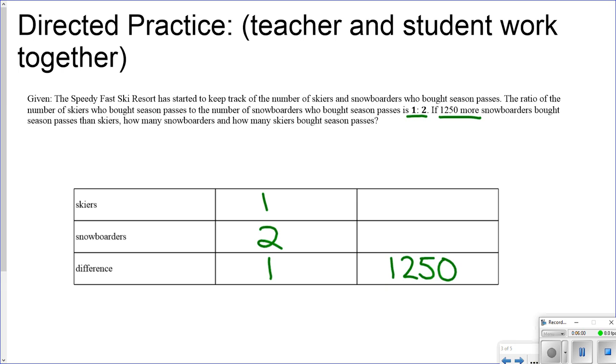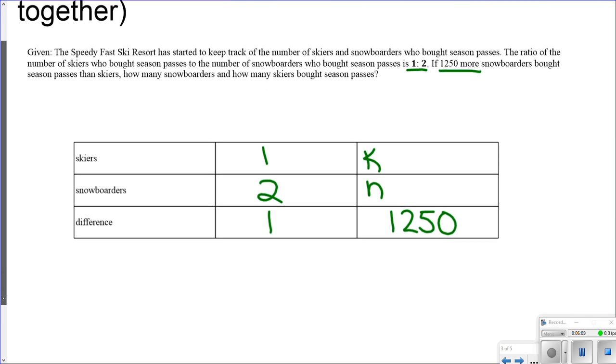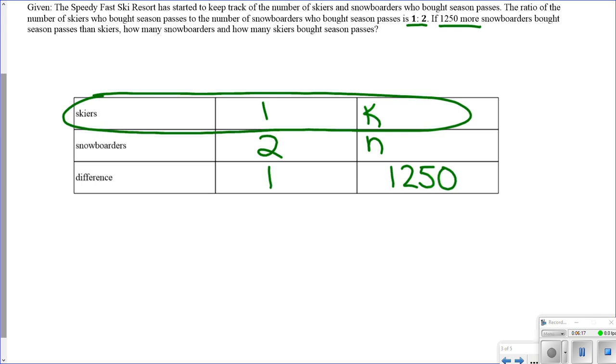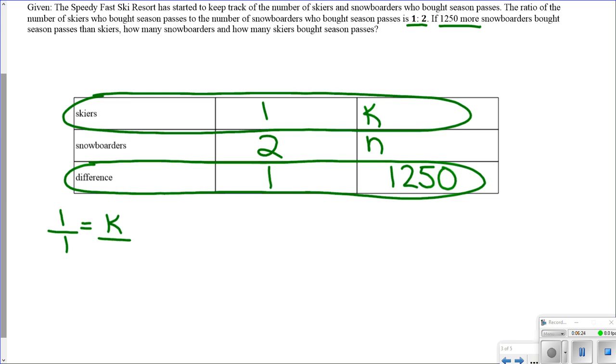So I have skiers and snowboarders, so I'm going to use a K and an N because they both start with an S. And now I'm going to use my proportions. So I'm going to find the skiers and the difference. So we have 1 over 1 equals K over 1,250.